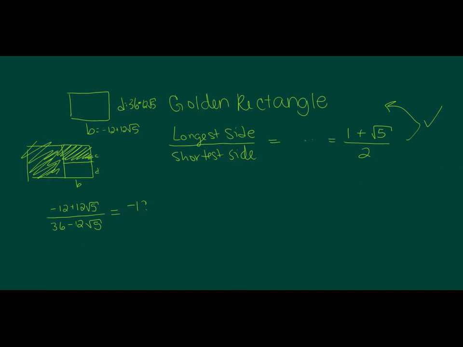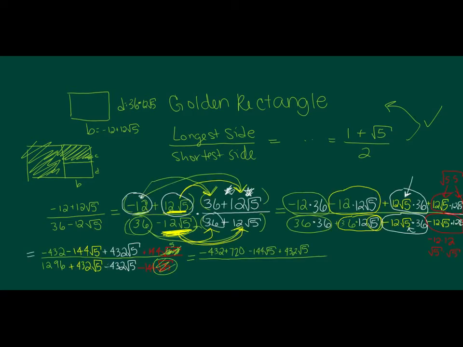So you can see negative 432 and 720, those don't have radicals. Negative 144 root 5 and 432 root 5, those have radicals. So I wrote them just adjacent to each other. All right, we need to also do the denominator. So similar to the top, I want to look at the fact that the square root of 25 is 5, okay? And I want to simplify this as much as possible. So I'm going to be multiplying 144 times 5. That's going to come in just a moment.